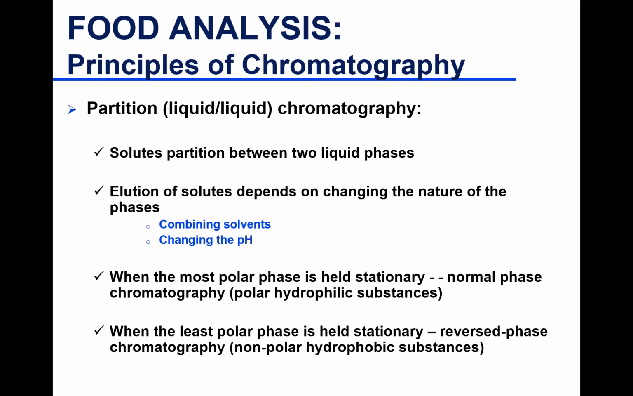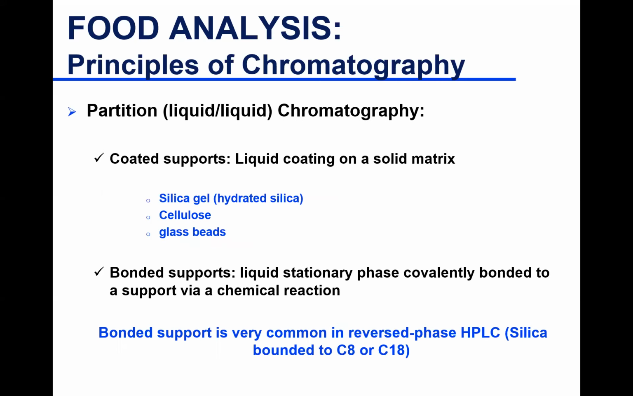So you can have either a coated support or a bonded support. That means you would have silica, and if it is just coated, it becomes a silica gel, because then you have that liquid, which we call hydrated silica, and usually your liquid is water. Or you can have cellulose or glass beads, and then you can have your stationary phase being water or a nonpolar solvent.